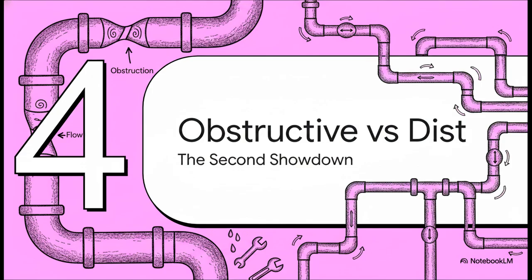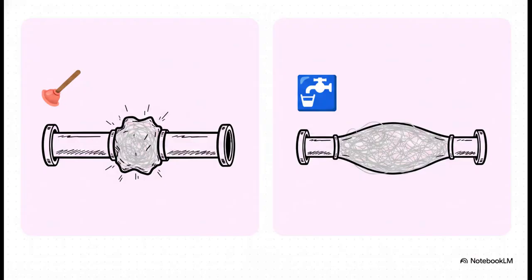Section 4. Obstructive versus distributive shock. Let's compare the blocked flow of obstructive shock with the dilated pipes of distributive shock. These two present fundamentally opposite responses when it comes to systemic vascular resistance. In obstructive shock, the body's SVR acts exactly how you'd expect. It clamps down hard. But in distributive shock, that total loss of SVR is the actual core problem.